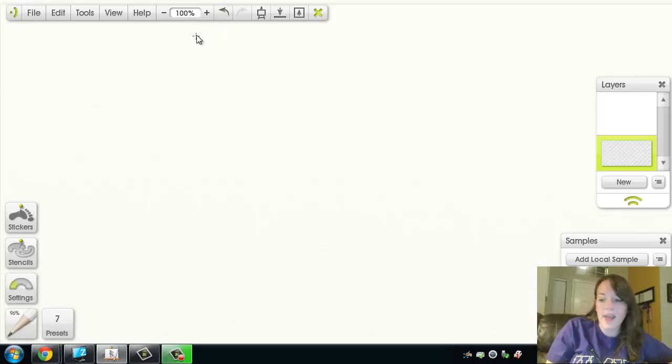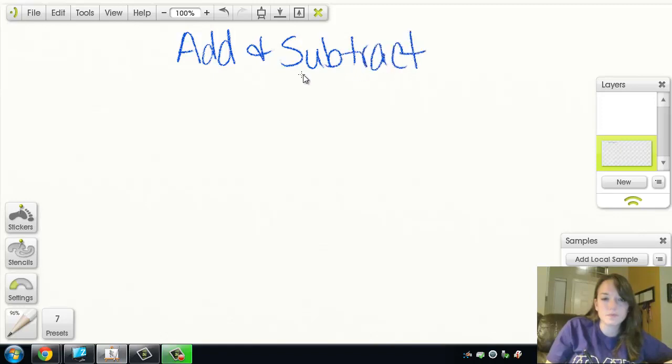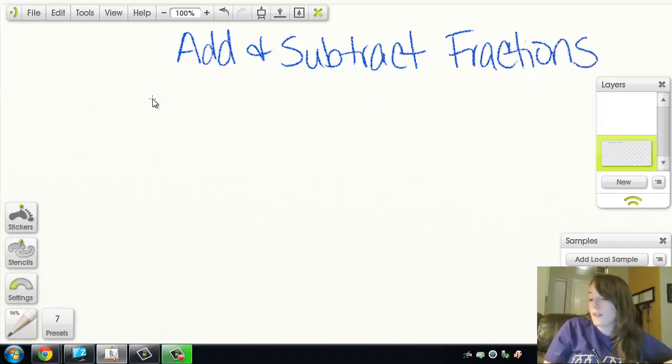Alright, today we are talking about adding and subtracting fractions, and yes, you need to write this down. Adding and subtracting fractions. Now, I've simplified it into 5 steps. Here are your 5 steps.